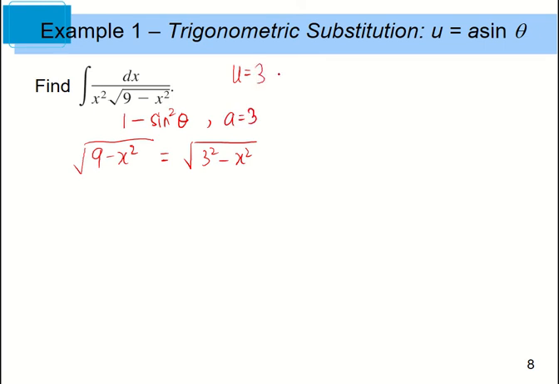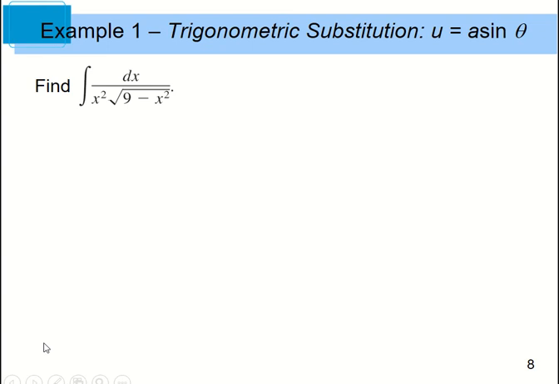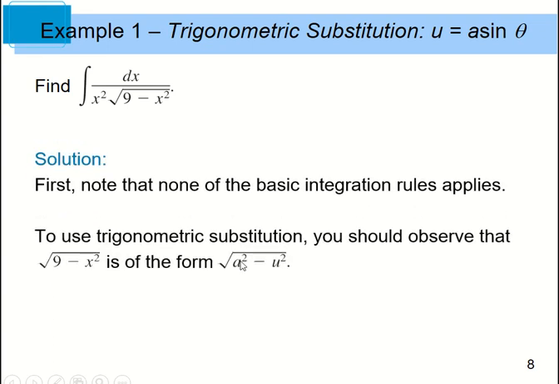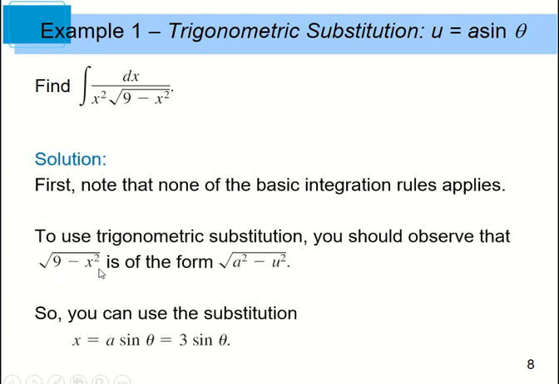So we have 3 sine theta, and let this be the u. Okay, so we are going to continue from here. We have 9 minus x squared. This is in the form of 3 square minus x squared. So we are going to let the u be a sine theta. Let this u be a sine theta.